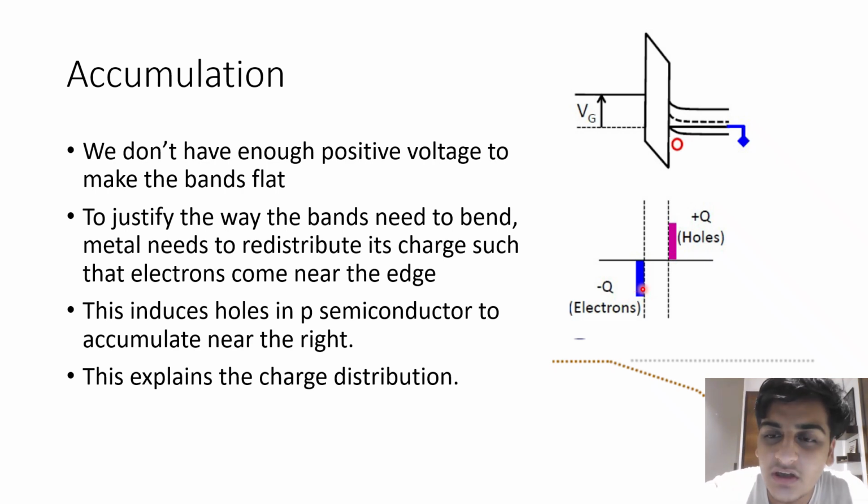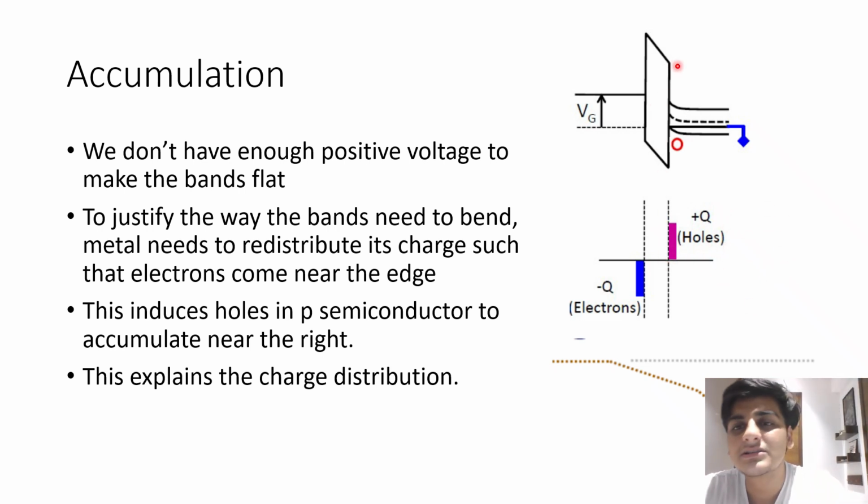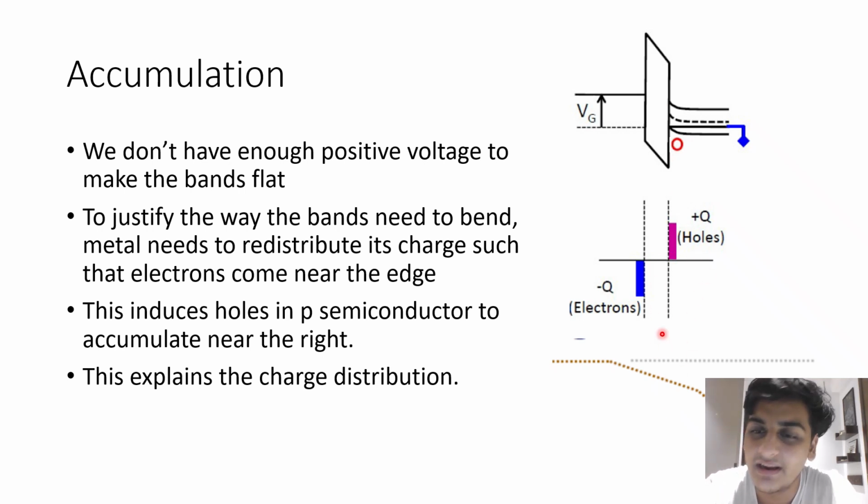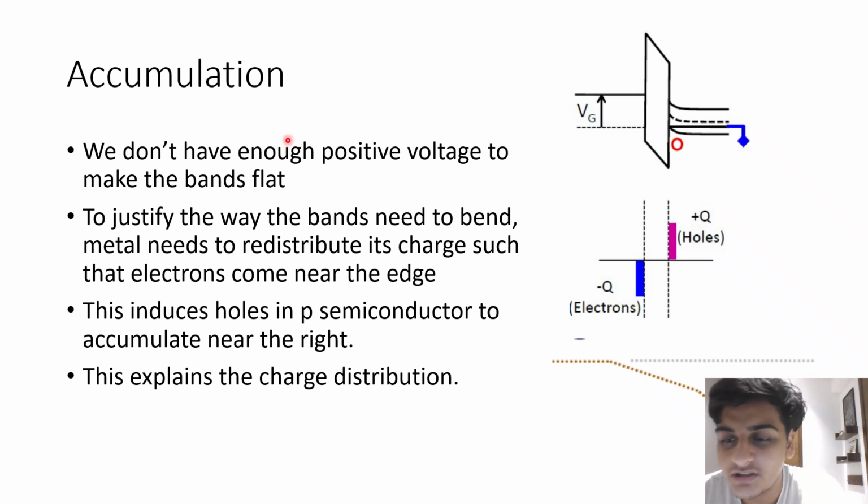Now these electrons are obviously going to attract holes from this p-type semiconductor, and these holes are going to accumulate like this. So this oxide layer is essentially like a capacitor, and you have some charge accumulated here and charge accumulated here. So this is the way we get this charge distribution and accumulation. And because you have accumulation of charges at the surface, that is why it's called accumulation. So I hope accumulation is clear. I want to move on to the next part.